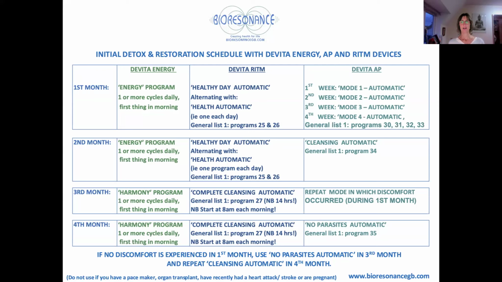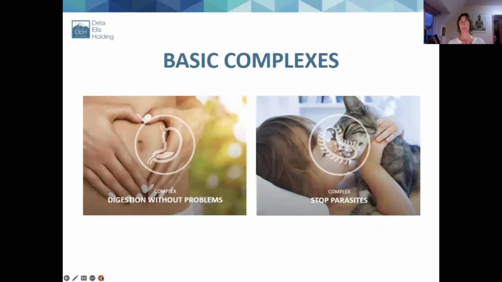you would play this no parasite program here instead. So basically this 4-month schedule tells you what to play on which device and at which time of day. And after those 4 months, you will have done a basic detox. Most people report they feel a bit lighter, a bit easier, a bit cleaner. And you will have begun to rebalance and to build up some of the basic organs and body systems in your body.